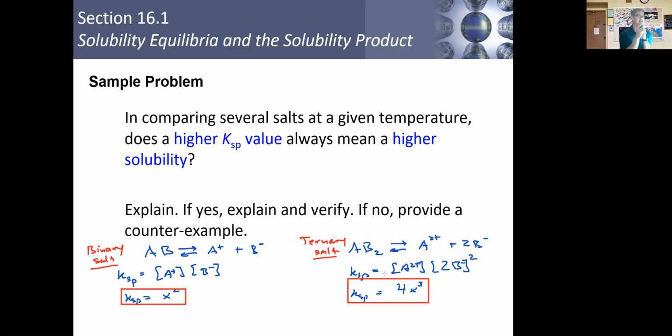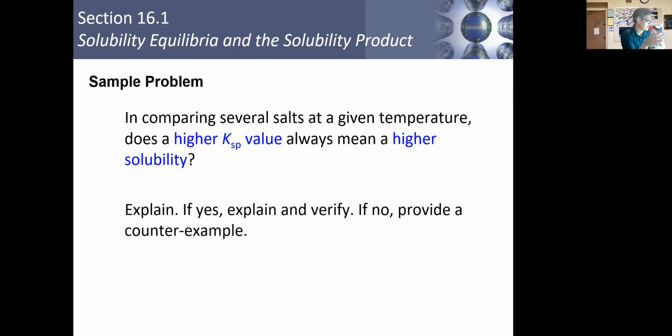The answer is no. KSP values do not necessarily provide us with an ability to compare solubilities of compounds. If we want to use KSPs to compare solubilities of compounds, we want to make sure that the salts have an equal number of ions. That means you can compare the KSP values for 2 binary salts, or you can compare the KSP values for 2 ternary salts. But what you can't do is compare the KSP value for a binary salt and the KSP value for a ternary salt and make a determination about which one is going to be more soluble. So the answer is no, and let's take a look at why.